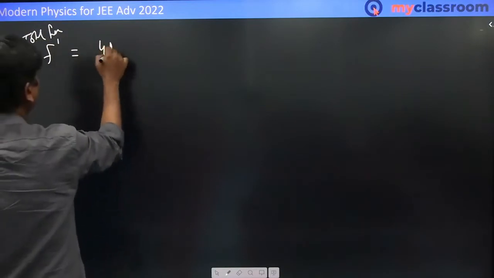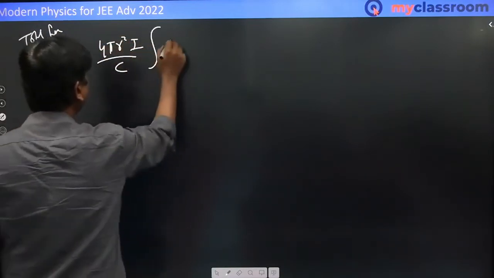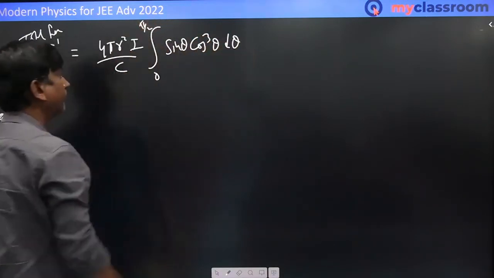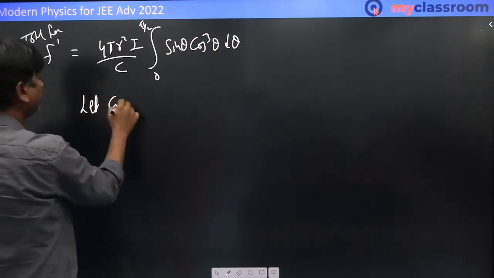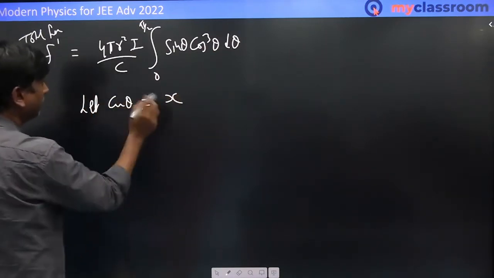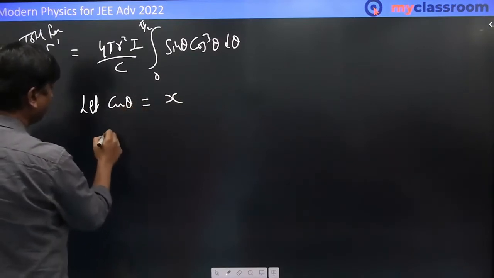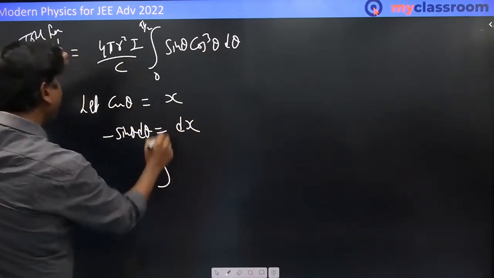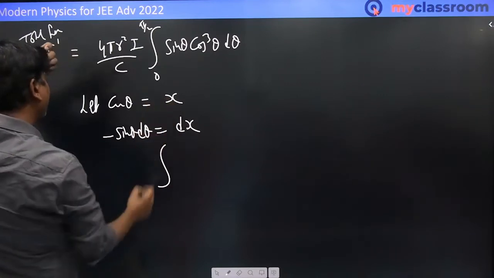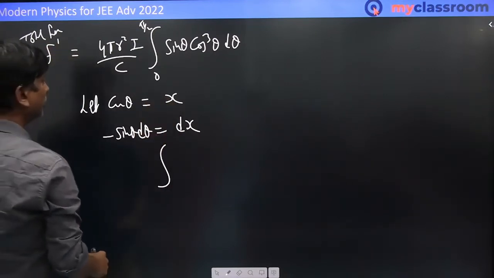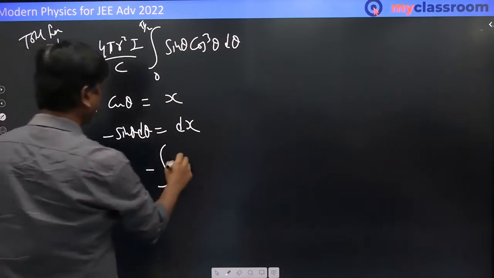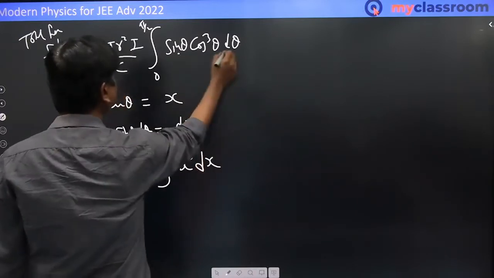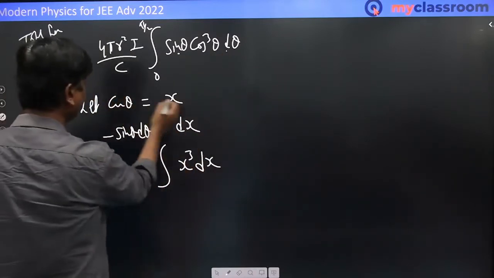The integral of sin theta cos cube theta d theta from 0 to pi by 2, right? So let cos theta be equal to some x, okay, then you will get minus sin theta into d theta equal to dx. So the integration will be: sin theta d theta is minus dx and cos theta is x, right? So you will get minus x cube into dx, because sin theta d theta is minus dx, and cos theta is x.